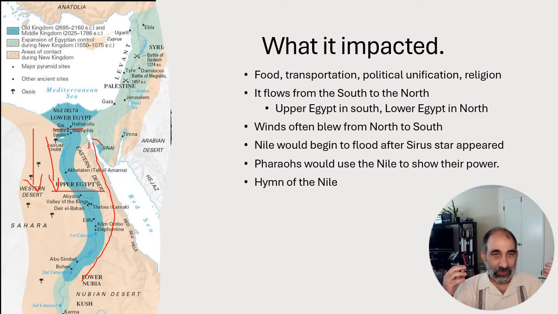In fact, it was so predictable that the pharaohs would even use this to show their power. The pharaohs would use the Nile as almost a form of PR, like, I am the pharaoh and I am bringing water to the people and all of that. And of course, it impacts their religion. We have hymns, like there's a famous hymn called the Hymn of the Nile. And if you read the Hymn of the Nile, I have something my students do, it praises it so dramatically.